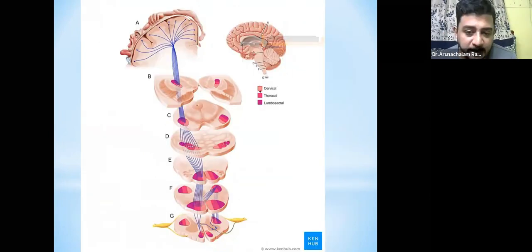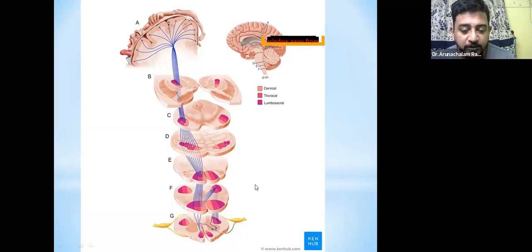You can see this color coding. Once the pyramidal tract comes to the midbrain, the cervical is more medial, the thoracic later on, and the lumbar is on the outer side. That means when the tract is traveling down, the lateralmost part pertains to the lumbosacral region, and the middlemost portion pertains to the cervical region. The significance of this I will let you know later.